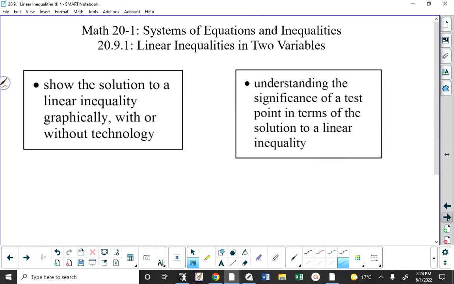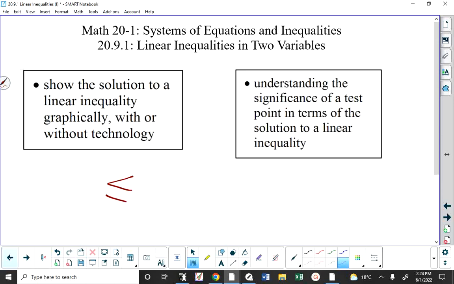All right, so we are going to now move on to something that's really different. We're going to be looking at linear inequalities in 2 variables. So, what is an inequality? An inequality is any mathematical statement which has an inequality symbol. That inequality symbol could be less than or equal to, less than, greater than or equal to, or greater than.